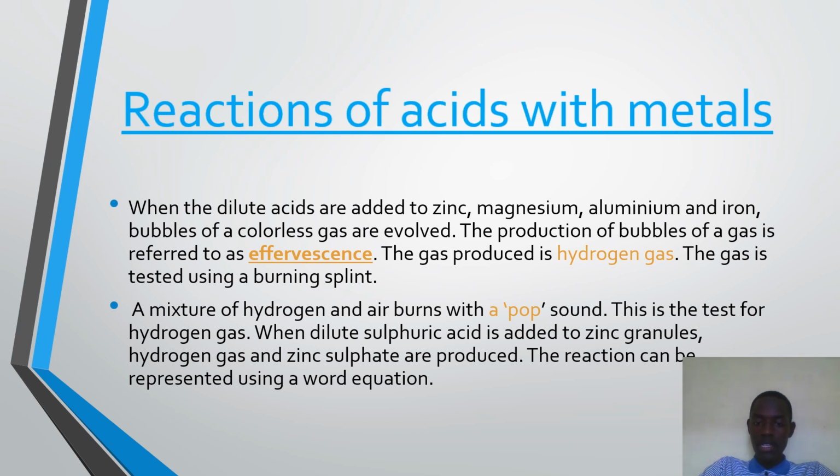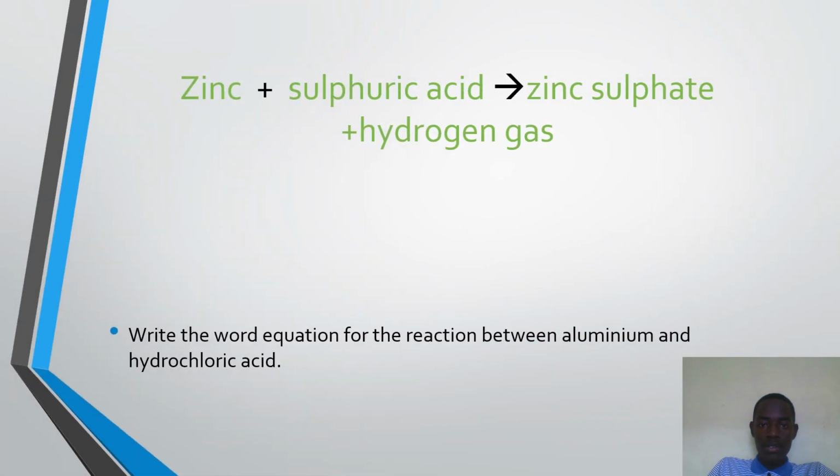Now, when dilute sulfuric acid is added to the zinc granules, hydrogen gas is produced as well as zinc sulfate. The reaction can be represented by a word equation. You add zinc plus sulfuric acid to form zinc sulfate and hydrogen. In this case, the zinc sulfate is the salt produced, while the hydrogen gas is the gas produced.